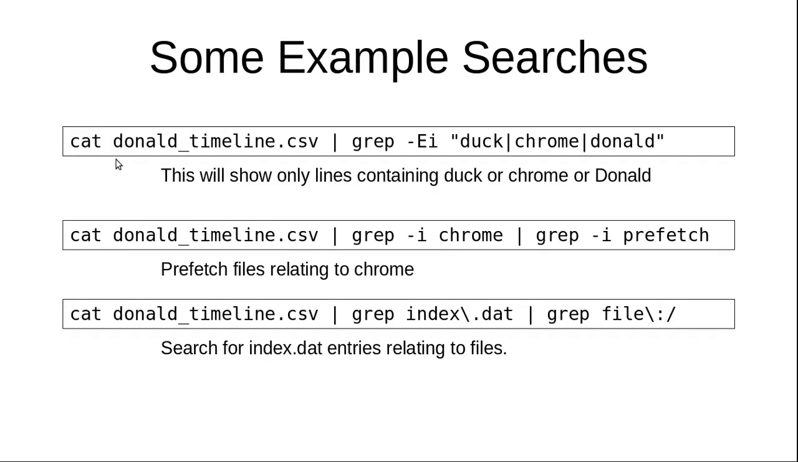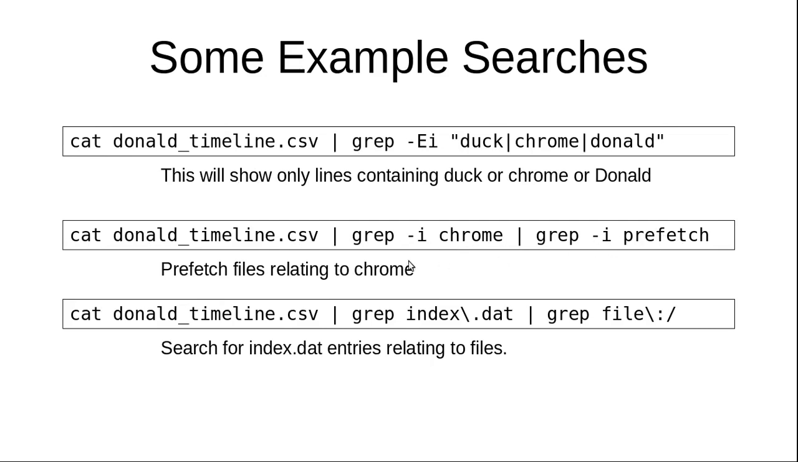Okay, so here are some example searches with, say, a timeline. Let's say you've created the timeline, and you can search, for example, grep is the Linux search program. You can tell it you want to use regular expressions and ignore case. So the capital E is for regular expressions and the i is to ignore case. And this will allow you to search for either Chrome, duck or Donald. And you might even just be interested only in those initially. You can do the same thing, and you can search for Chrome and then search for prefetch, so you can find whenever Chrome occurs in the prefetch.